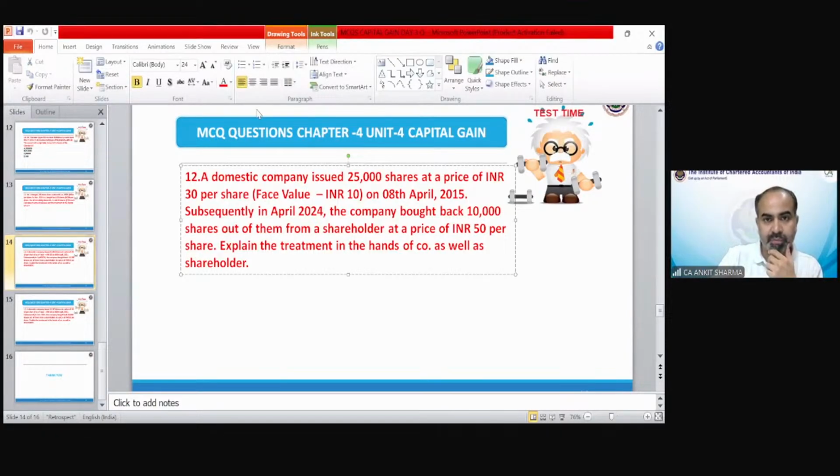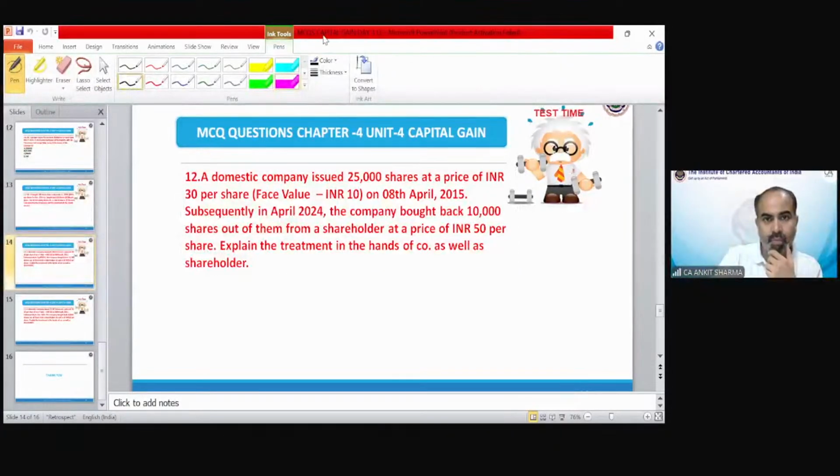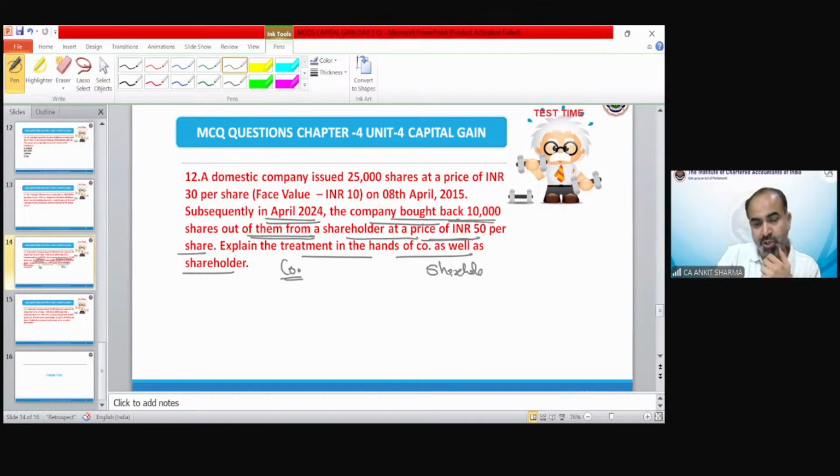Subsequently, in April 2024, the company bought back 10,000 shares out of them from a shareholder at a price of 50 rupees per share. Explain the treatment in the hands of the company as well as the shareholder. So what is going to be the treatment in the hands of the company and the shareholder? As this question belongs to buyback of shares, the date is very crucial. This is before 1st October. So that means the old provision would be applicable.